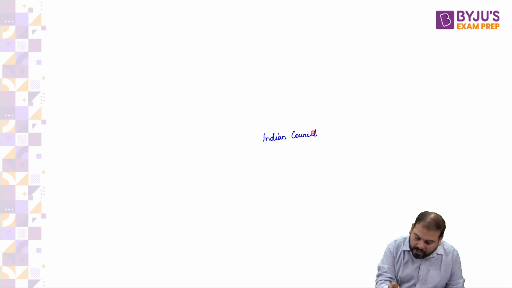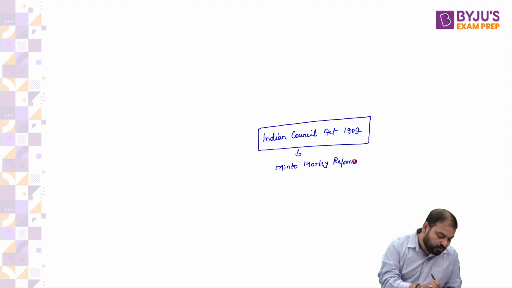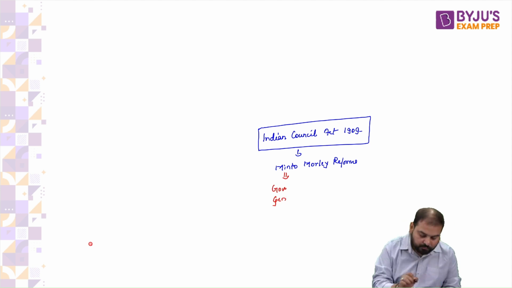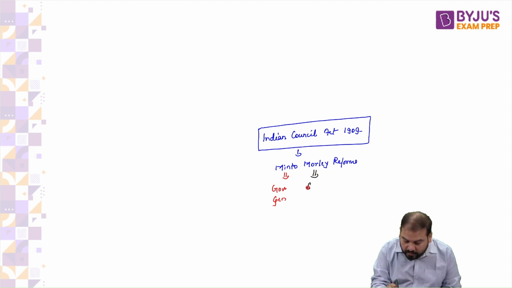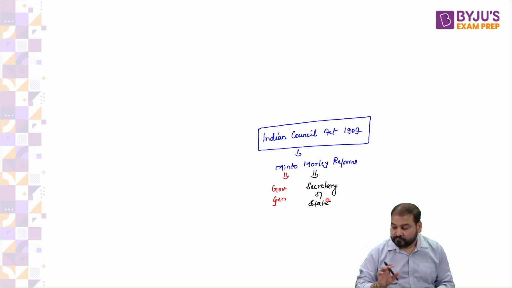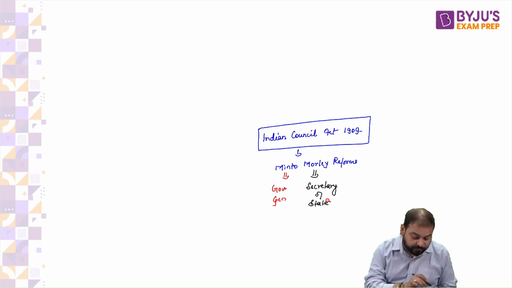Indian Council Act 1909, also known as Minto Morley reforms. Minto was the Governor General. Morley was the Secretary of State. Yes, Sanskar. Everyone, why were these reforms brought? We have studied this. Can you recall? Everyone, why was this reforms brought?